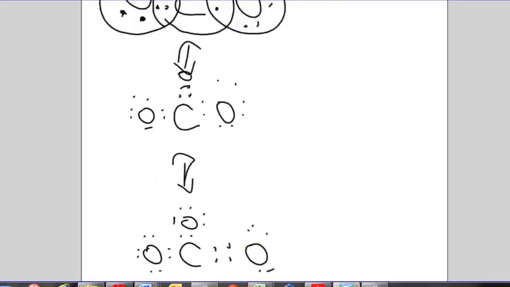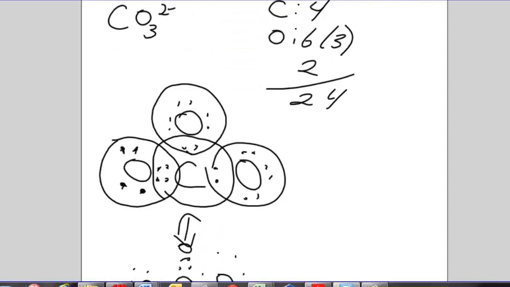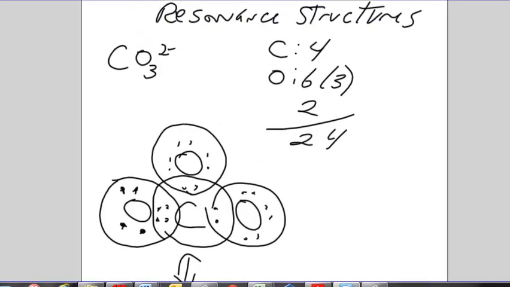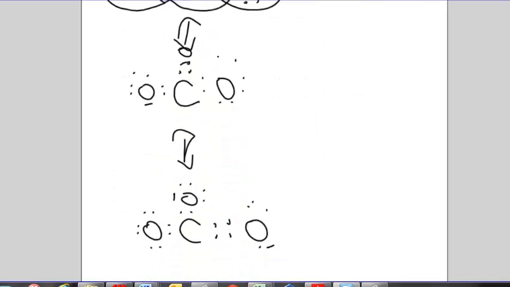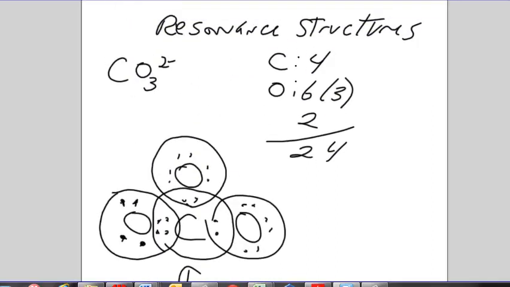Okay? That's a resonance. Basically the only way you learn Lewis dots is by doing them yourself. So we will be doing a lot of these drawing of structures in class. But that is the basic criteria for Lewis dot structures.